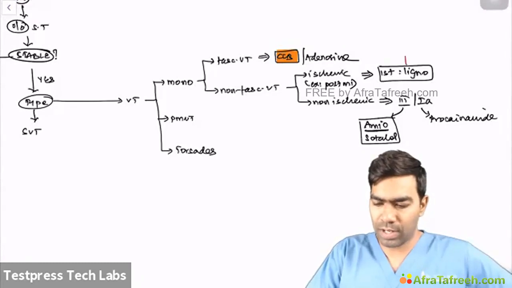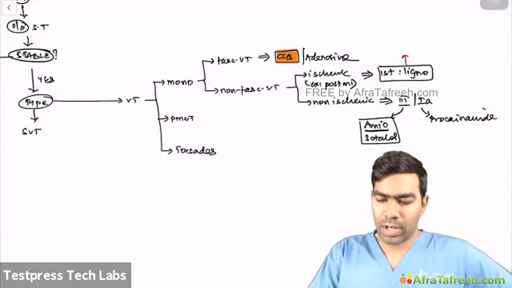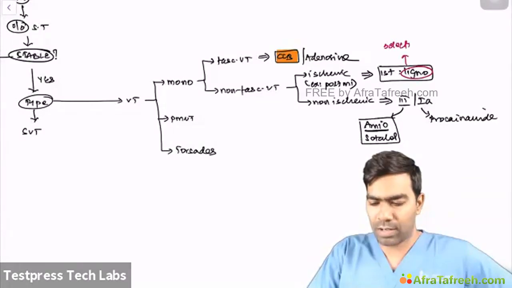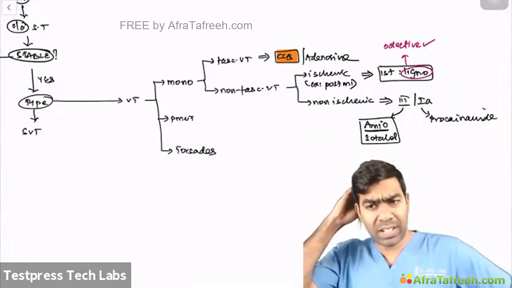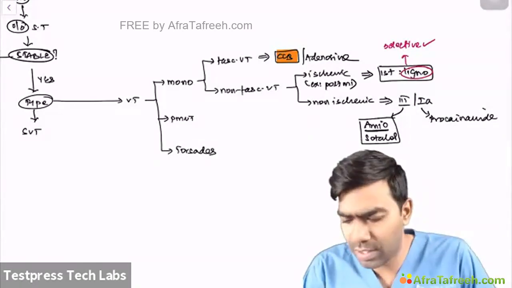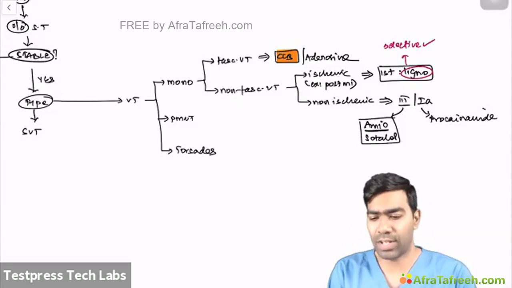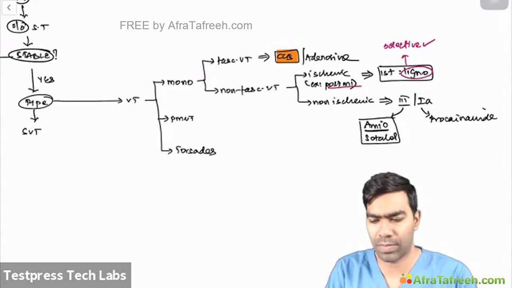Why do you prefer lignocaine first in ischemic VT? First reason, they are very selective for ischemic tissues and depolarized tissues. Rijo is asking about the difference between ischemic VT and VT with underlying structural heart disease. No, that cannot be diagnosed for the first time. When the patient already has a history, usually an MI history, something will be there to tell you it's an ischemic VT.